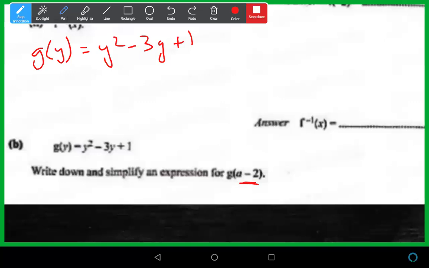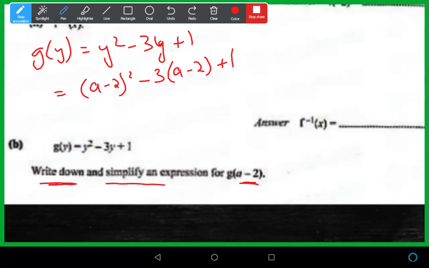So the function will become (a minus 2) whole square, because in the equation we have y square, so we have to put a square. And this is also y, so we have to put a minus 2 plus 1. Now the question is write down and simplify the expression. So we have to simplify as well. So I hope you know the formula of this. I can write the formula also.